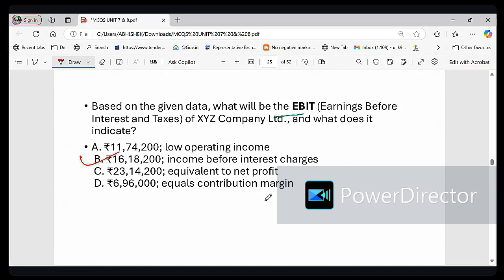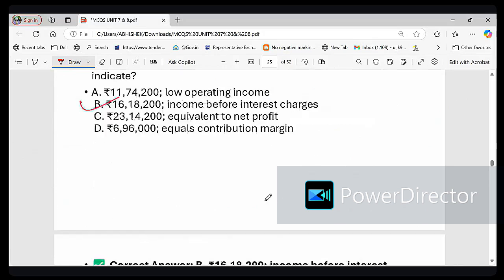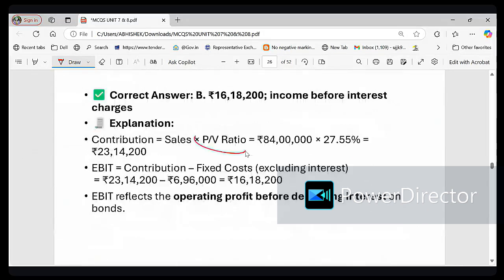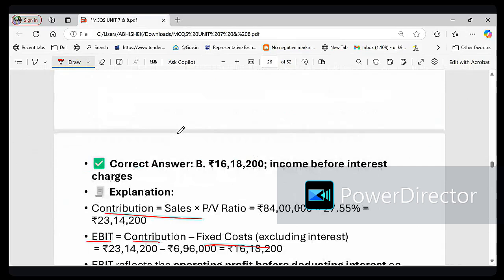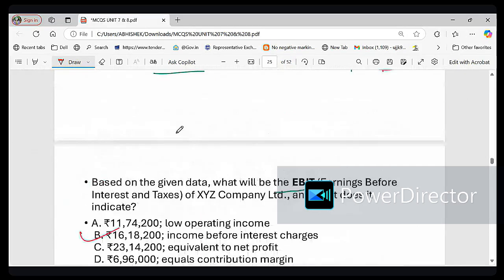So let me summarize what we learned from this question. This P by V ratio tells us the profitability of each rupee of sale. And one formula you must keep in your mind: contribution is the multiplication of sale and the profit by volume ratio, and EBIT is equal to contribution minus fixed cost. Remember, interest and taxes are handled after EBIT. In this case, depreciation calculation has not been included in the EBIT.